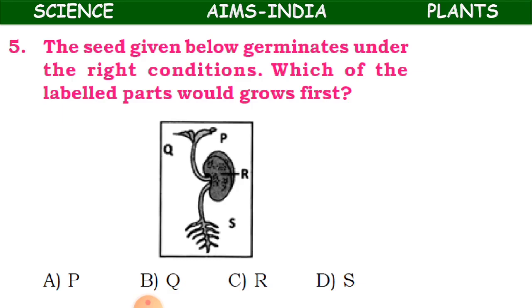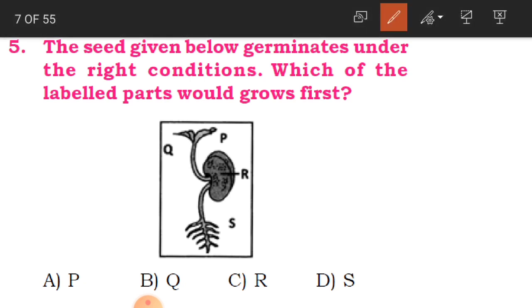Which of the labeled parts would grow first? Here you are having P, R, S, Q. Okay children, these many parts. Whereas this part represents P, this R, this Q, and this S.